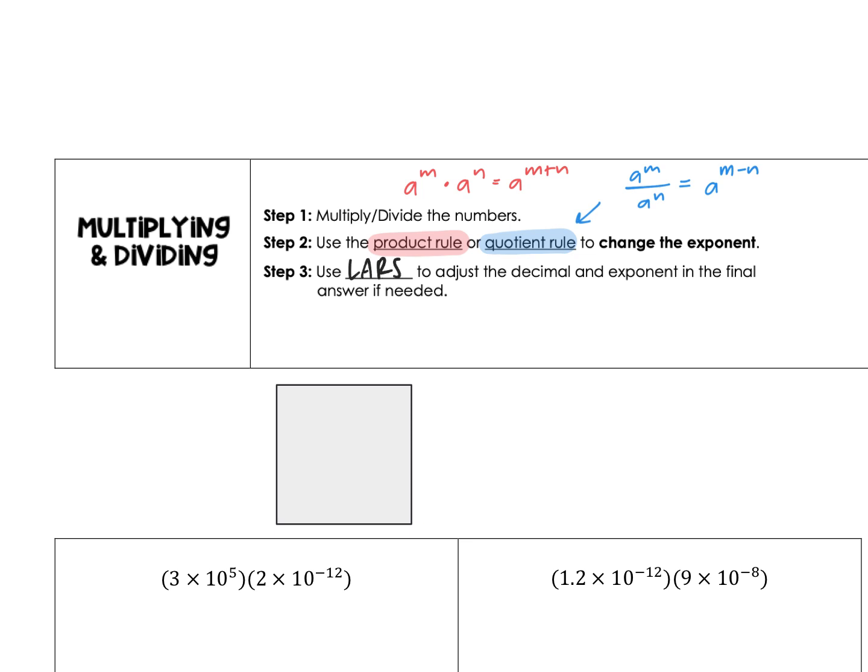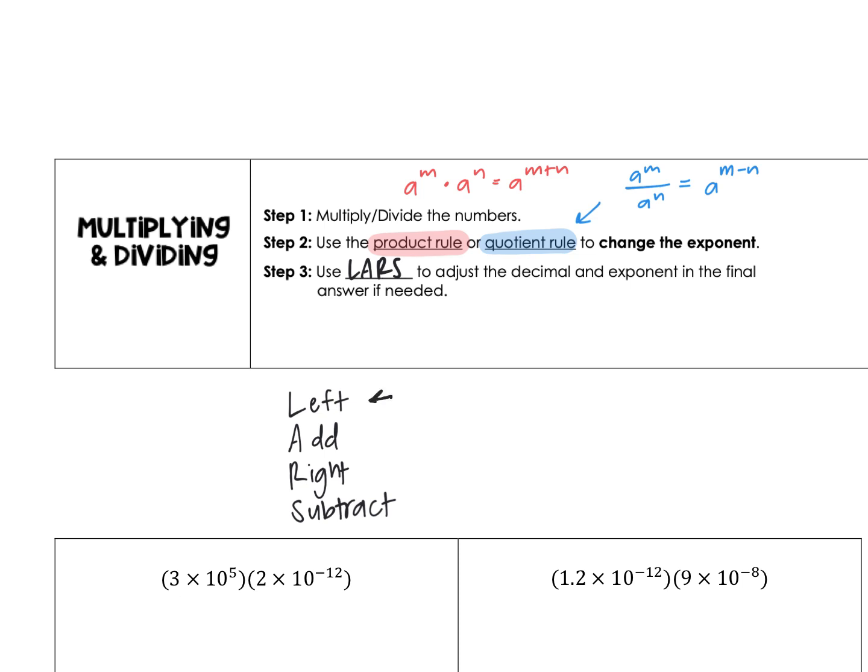So the acronym is called LARS, and that stands for left add, right subtract. So when you are moving your decimal place to the left, you are going to add 1 or however many you are moving your decimal place to your exponent. If you move to the right with your decimal place, you are going to subtract that number. Okay, so let's go ahead and look at a few examples.